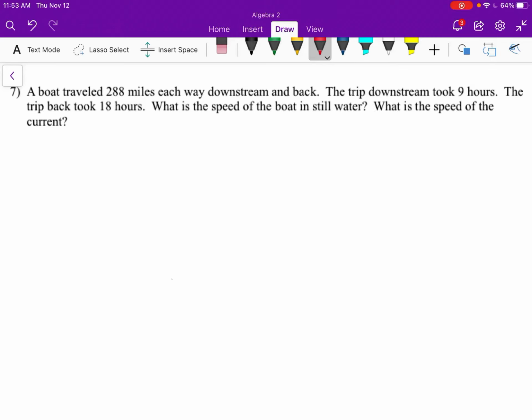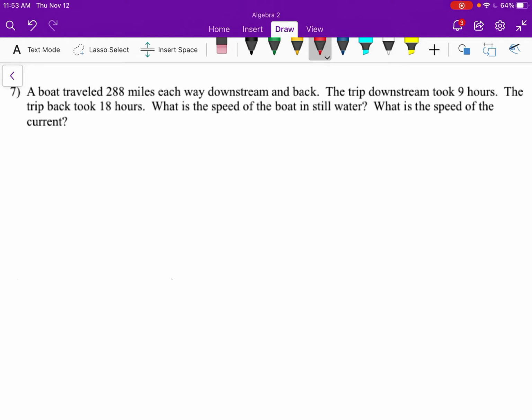Number 7 for our quiz review is about a boat traveling 288 miles each way, downstream and back. The trip downstream took 9 hours. The trip back took 18 hours. What's the speed of the boat in still water, and what is the speed of the current?